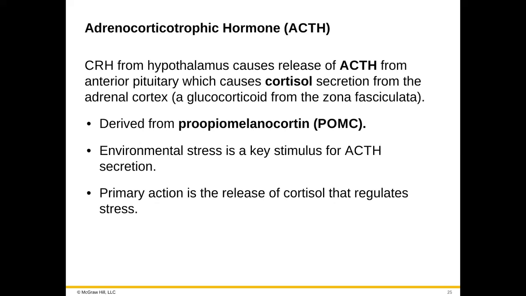This is going to be derived from proopiomelanocortin or POMC. Environmental stress is a key stimulus for ACTH and an increase in cortisol. And the primary action is going to be the release of cortisol. It's going to help try to regulate stress. And we'll see that this is more of a chronic stress with cortisol rather than acute stress with epinephrine and norepinephrine that we've talked about in ANP1 in the autonomic nervous system.